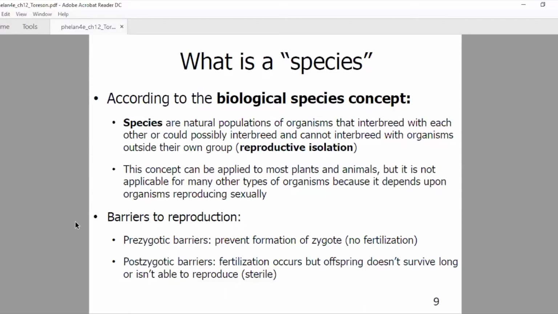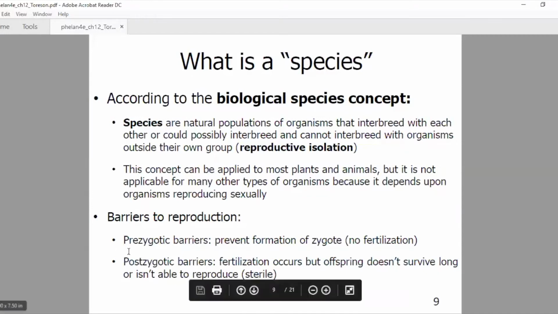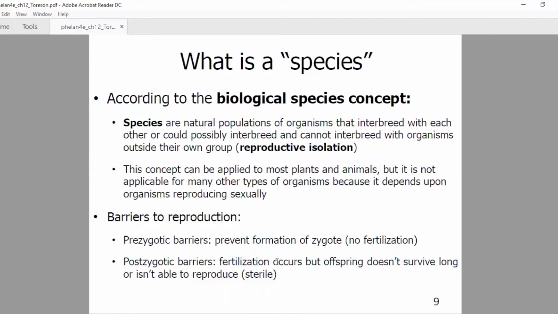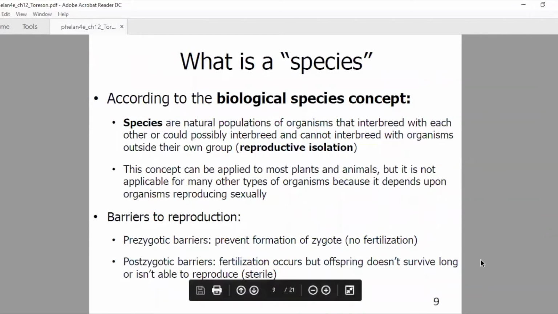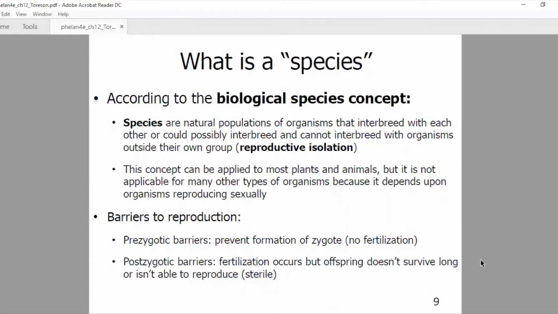In terms of barriers to reproduction, there can be pre-zygotic barriers and post-zygotic barriers. Pre-zygotic barriers prevent the formation of a zygote, which is no fertilization between a sperm and an egg. Post-zygotic barriers are barriers that come up after fertilization occurs. So a sperm and an egg are able to meet and fertilize, and a zygote is able to form, but that zygote either does not survive very long or becomes an organism that is sterile.